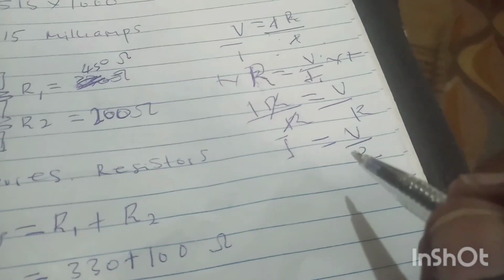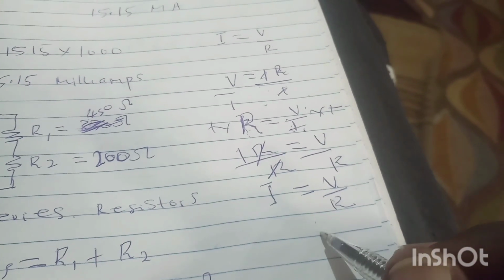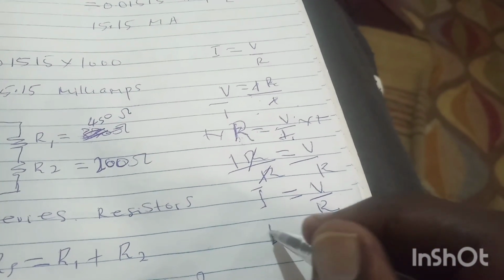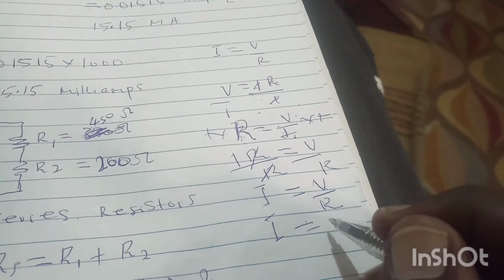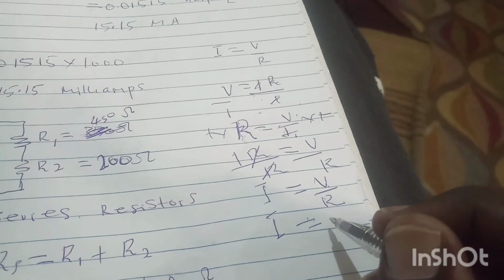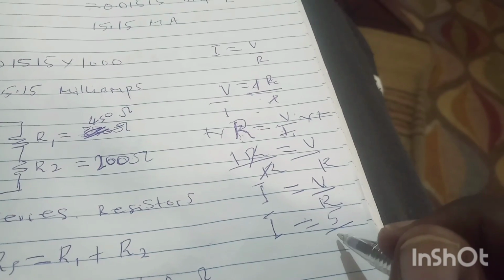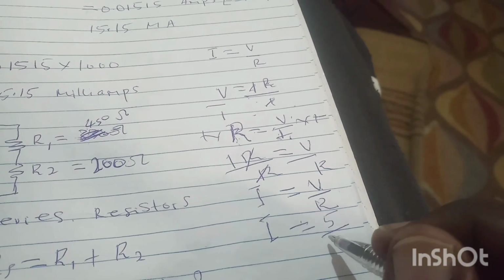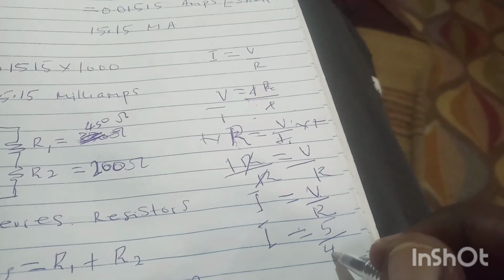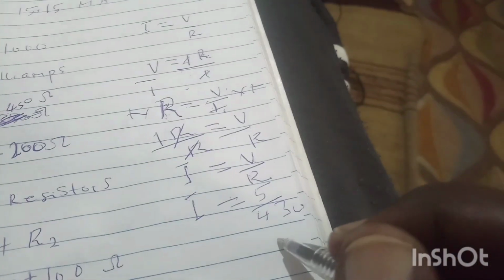Now from this formula you can calculate resistance 1. For example, 450 ohm. What will be the current? Sorry, we don't know. The total voltage is 5, and the resistance 1 is, we said, 430 or 450. Let's say 430 ohm resistor. Then now this one you can divide and get the answer. Similarly, you can do for R2.